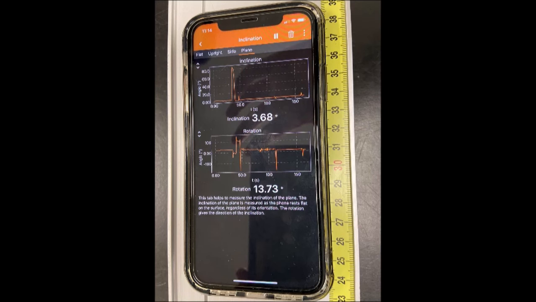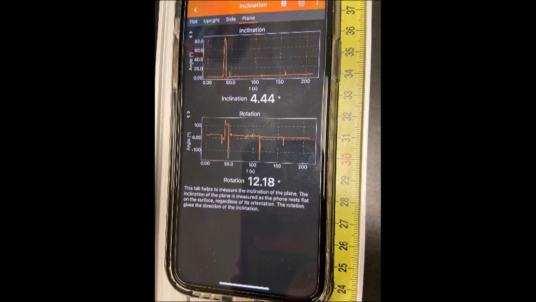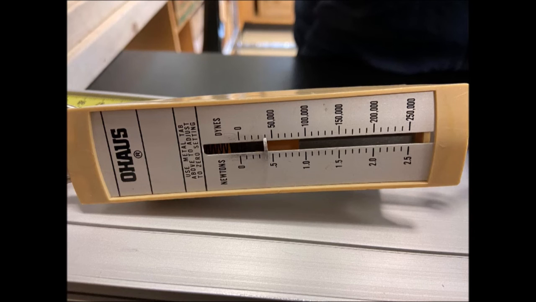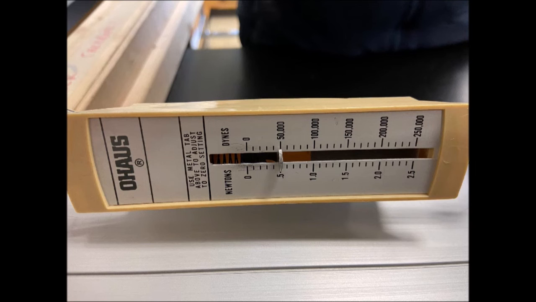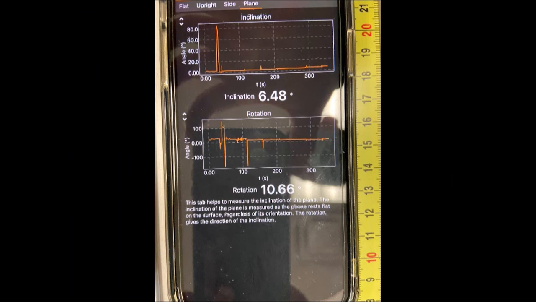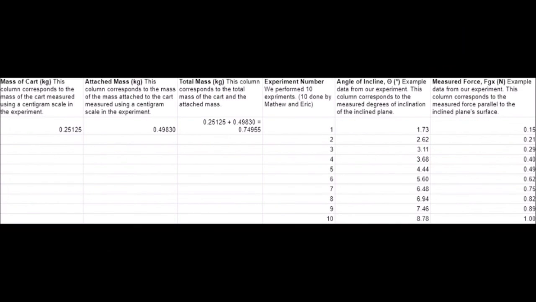Hang the cart off a Newton spring scale on the inclined plane and record the shown force measurement. Make sure that the Newton spring scale is directly parallel to the inclined plane to ensure a correct measurement. Repeat this process for all the different inclined planes. The data was recorded in a table format that outlined the steps of calculation to achieve the final value.